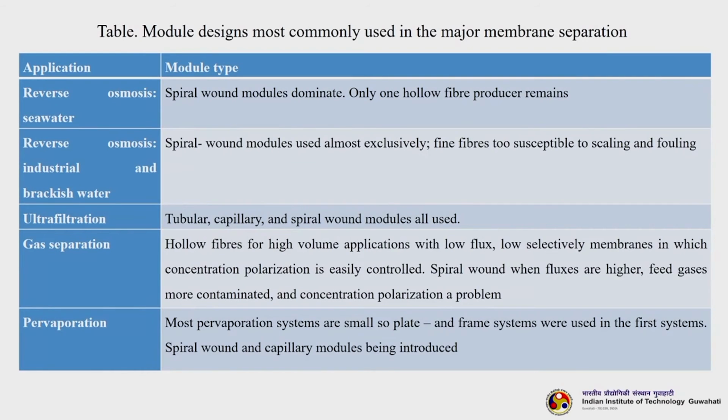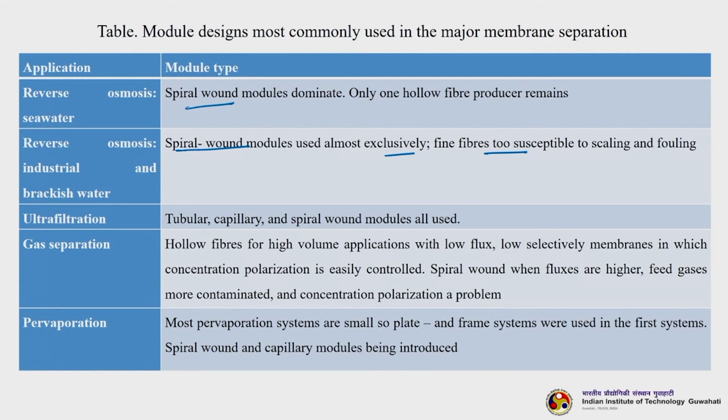Then, module designs most commonly used in major membrane separation applications, overall I am talking about. In RO, when you go for seawater, usually spiral wound membranes dominate. Now only one hollow fiber producer remains. For RO application again for industrial and brackish water, usually again spiral wound modules. Fine fibers are too susceptible to scaling and fouling. For ultrafiltration we can go for anything: tubular, capillary, spiral wound.